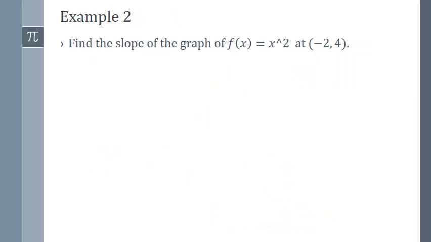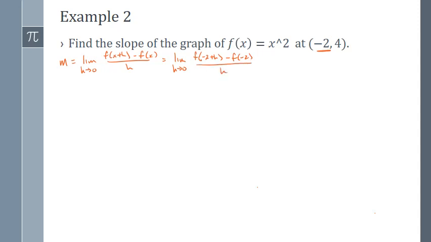Alright, so how do we use it? So right here it says find the slope of the graph of f of x equals x squared at the point negative 2, 4. Well, we just learned that the slope is equal to the limit as h goes to 0 of f of x plus h minus f of x all over h. Well, if we plug in some things that we know, so the limit as h goes to 0 of f of, what's the x value that we're looking for? We want to know what's the slope at negative 2. So it's f of negative 2 plus h minus f of negative 2 all over h.